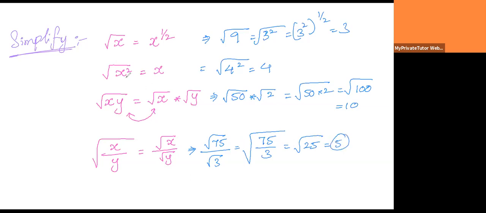So, these are useful. We are going to use these rules to simplify the square roots. Let's try some more questions. Okay, simplifying in a sense, writing the square root term using the smallest terms or the lowest terms. Let me take an example.